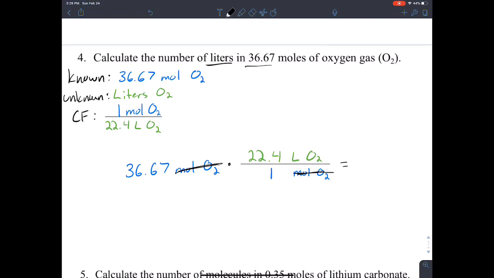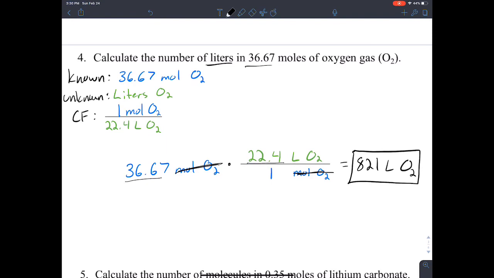Then my math is just going to be 36.67 times 22.4 divided by 1. In significant figures, I have 4 here and 3 here, so I'm only able to keep 3. You get 821.4 or something, but we can only keep 3, so we're going to round it to 821 liters of oxygen. So here's the answer.